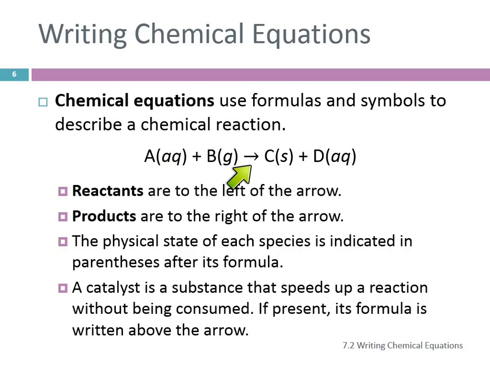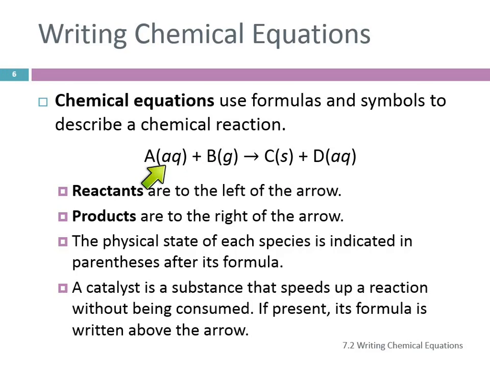Here we have an arrow. It's a little bit like a math equation, A plus B equals C plus D. But instead of an equal sign, we have an arrow because chemical reactions usually go in a particular direction. So this is telling us that if we mix A and B, it will form C and D. It will produce C and D.